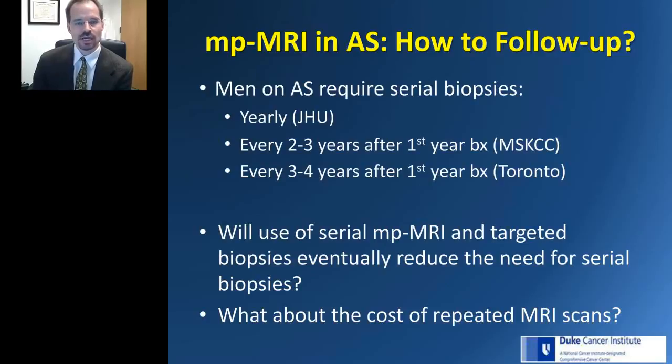So then the question is, how do we integrate multiparametric MRI in active surveillance follow-up? Well, as Dr. Loeb has mentioned already, active surveillance also includes serial biopsies once you're on the protocol. At Johns Hopkins, they used to do these yearly. At Memorial in New York, they did it every 2 to 3 years, and in Toronto, perhaps every 3 to 4 years. The question arises then, if MRI can follow patients reliably and confidently, can we use serial MRI and targeted biopsies and replace the need for serial biopsies? This is a question that many investigators are currently addressing.